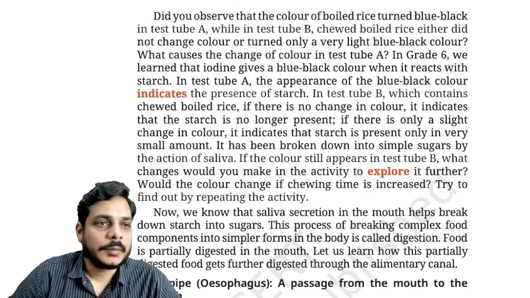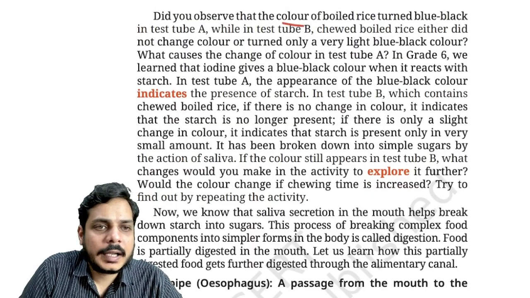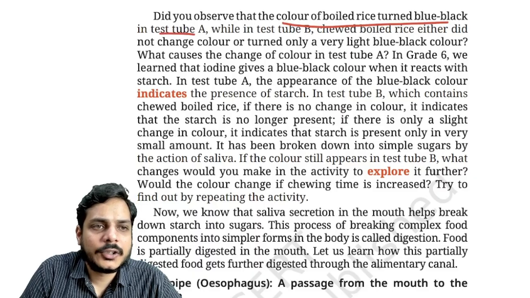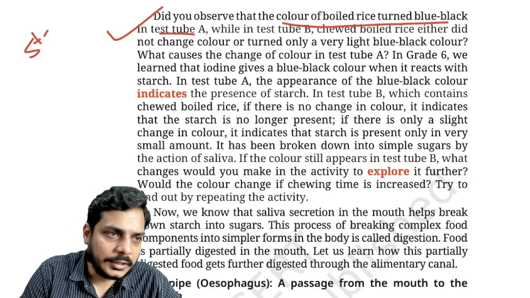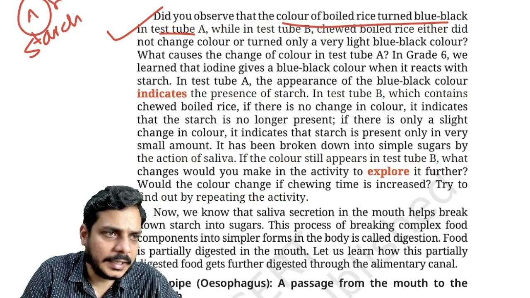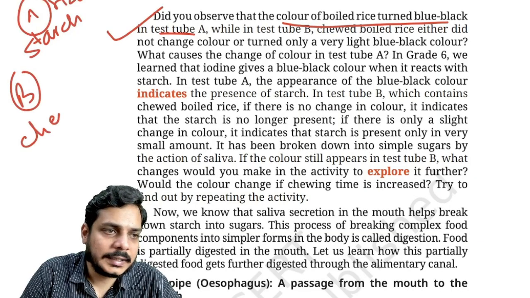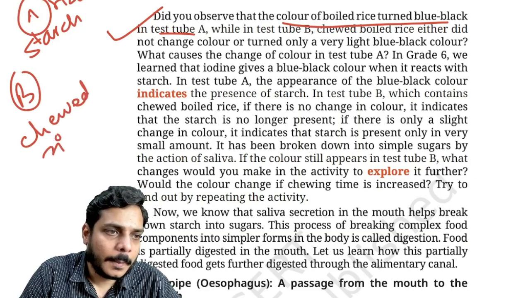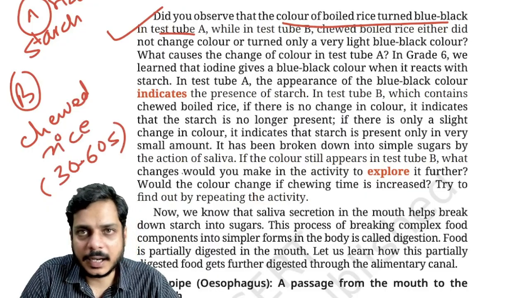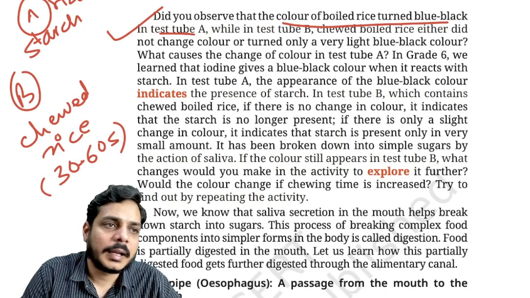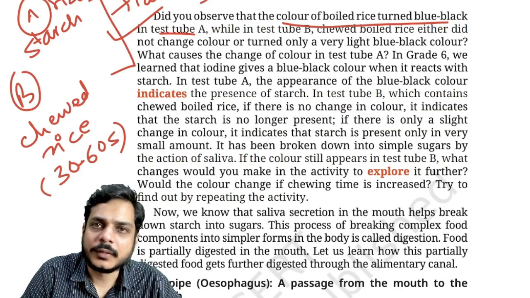So here, did you observe the color of boiled rice turn blue black in test tube A? That means test tube A contains starch, that is, boiled rice. B has chewed rice, chewed for 30 to 60 seconds. After adding water, you have kept it, and both of them are added with iodine solution. Iodine solution is kept in both of these test tubes.